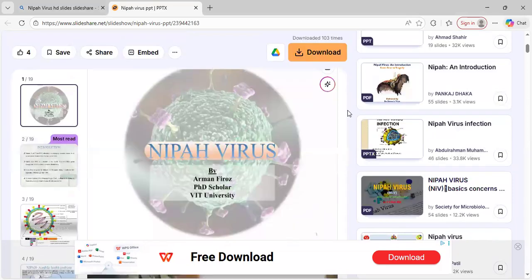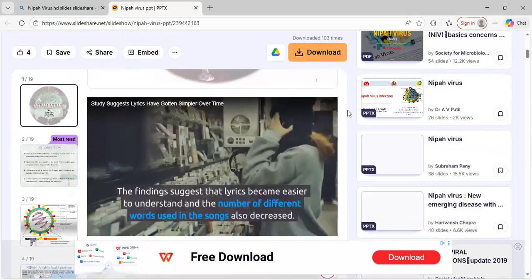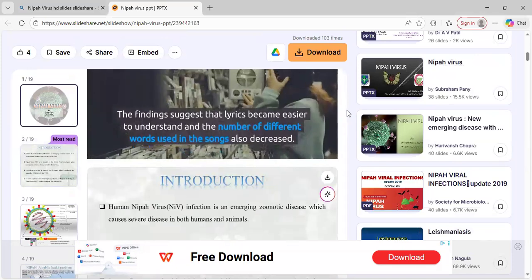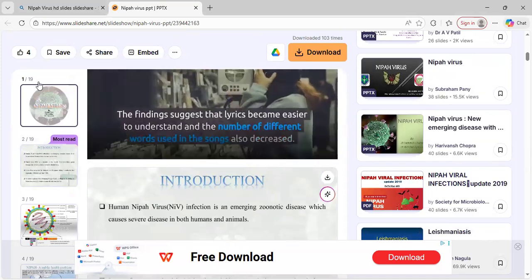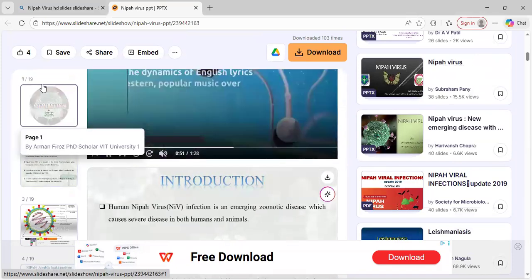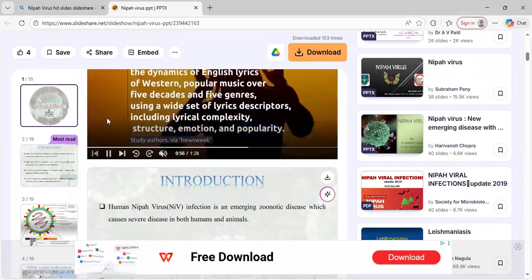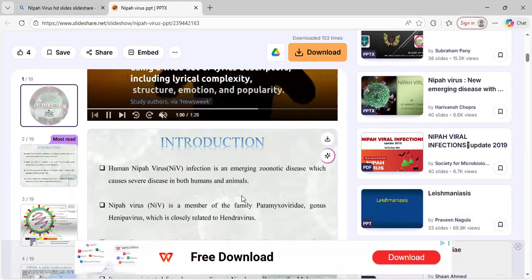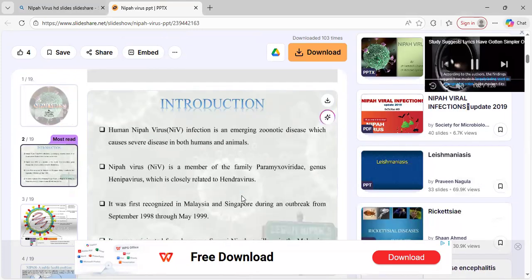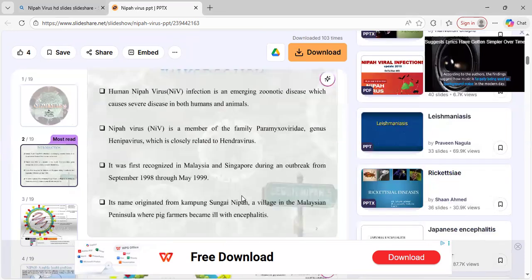Okay, so let's start. We all have heard about the Nipah virus a lot. This has become an emerging kind of virus today and has caused lots of problems. So let's start. What does the Nipah virus mean? Let's come to the introduction first.